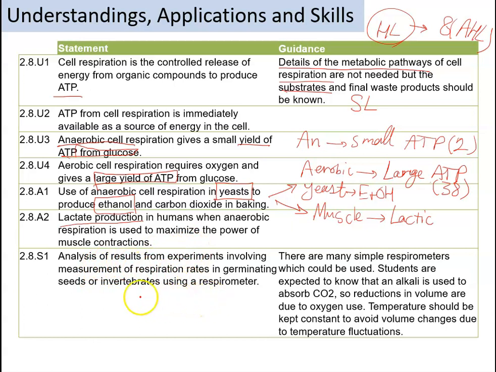And the final part is analysis of results of experiment involving the measurement of the respiration using germinating seeds by the usage of the respirometer. We will show and talk about the respirometer, which is a tool that you can use to measure the amount of oxygen produced or used during the respiration.